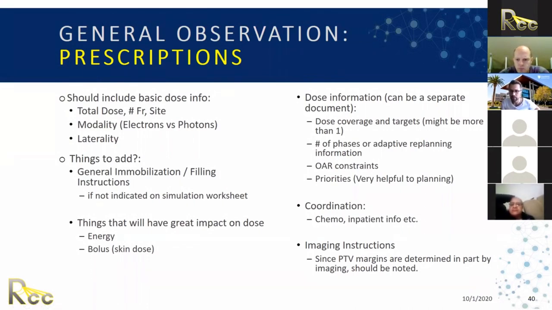And then one last thing I think we didn't talk about was imaging instructions, right? Taking a few lessons back, we talked about how PTVs can be expanded depending on what you're doing. If you have a lot of imaging and a lot of immobilization, you can have a PTV margin that's pretty tight. As you reduce the amount of imaging, you have to expand your PTVs to make sure you're going to get the target. So having some information about imaging, especially as you move into more aggressive treatments, is important and probably should be mentioned to the therapists.